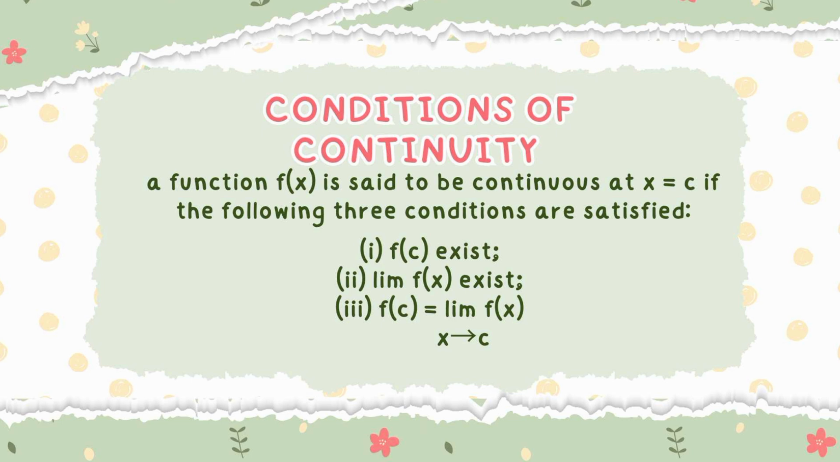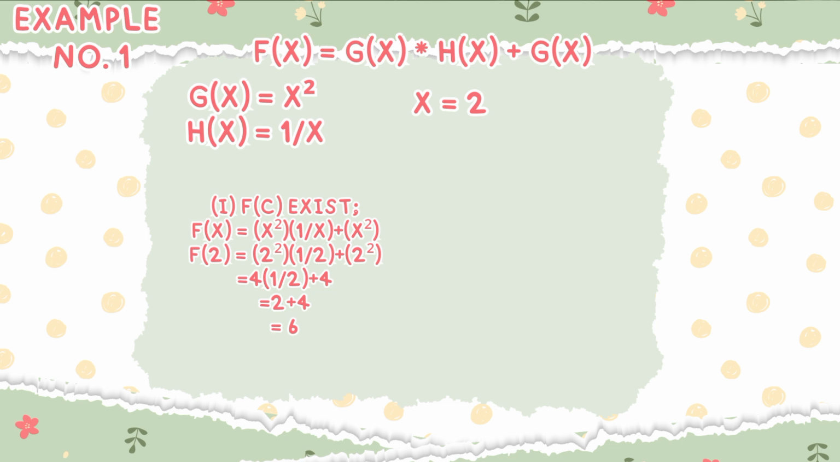The second condition: the limit of f of x as x approaches c should not end up as does not exist or DNE. And lastly, the limit of f of x and the value of f of c should be equal, otherwise it won't be continuous.